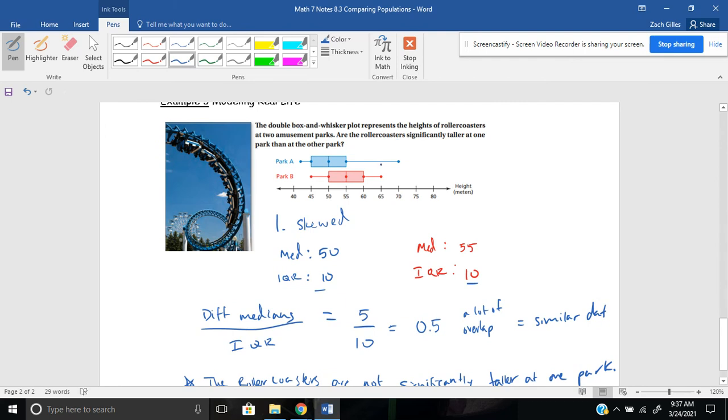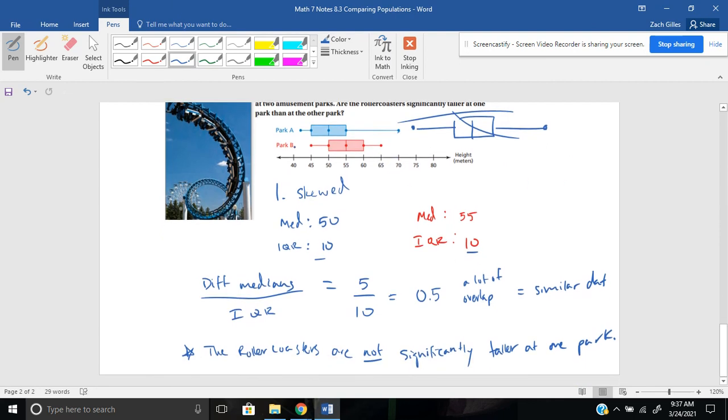If Park A had the box and whisker plot all the way over here, then we could say definitely, Park A is a lot taller than Park B, but that's not really the case. 50% of Park B is actually greater height than 50% of Park A, but Park A has the taller of the two. Their tallest roller coaster is 70 meters compared to Park B's only 65. So it's kind of a wash. We got a lot of overlap, a lot of similarities. There's not one that's significantly taller than the other.